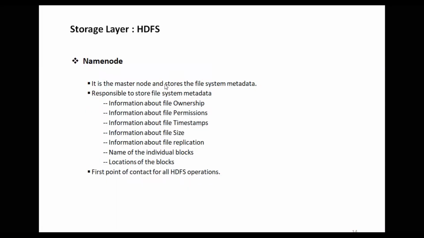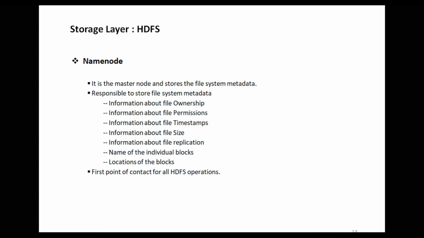Yeah, you can see what the name node is. The name node is the master node and it is responsible for storing the file system metadata. So what is that metadata? Metadata consists of information about the ownership of the file, the permissions the file has, and the timestamp, what time you copied. For example, if you copy a file now, it is based on the time now. And information about the file size, for example 100 GB, 200 GB, 300 GB, and replication. What is the replication factor?